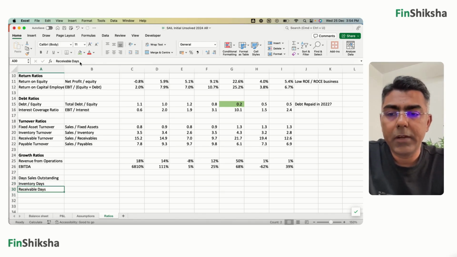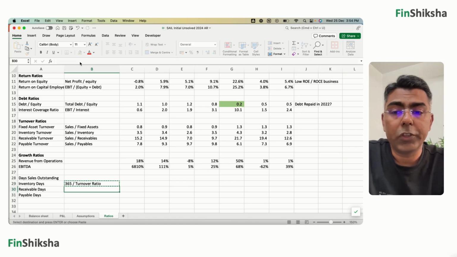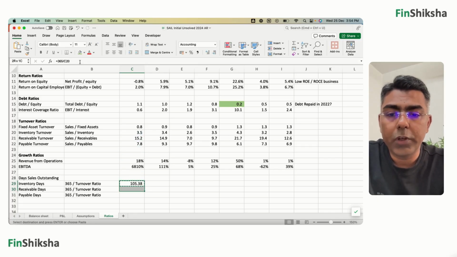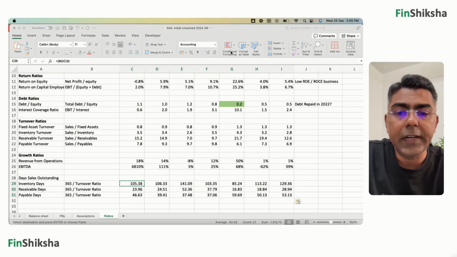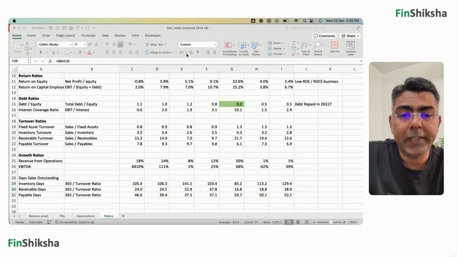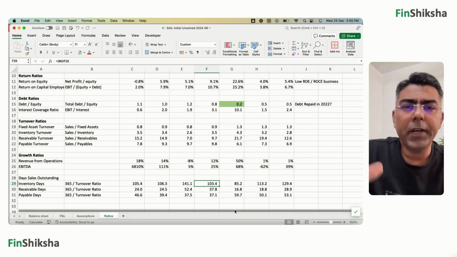And we'll copy and put it here, and payable days. And this is basically 365 by turnover ratio, respective turnover ratio, whatever is that turnover ratio that is there. So I can take 365 and divide it by inventory turnover and so on and so forth. So this will tell you approximately how many days worth of sales is needed for you to be able to recover the money that is stuck in the form of inventory, right? So we will see it is roughly a 3 to 4 months period.